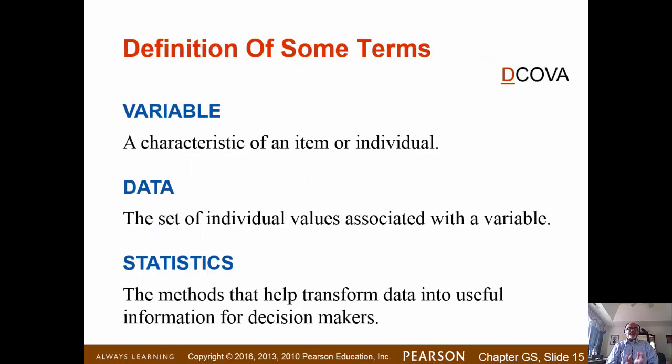So, a couple of definitions. A variable in this course would mean a characteristic of an item or an individual or an observation that you make. A data set is a set of variables. So a data set can have just one variable, or it can have 500 variables. Okay. And statistics is the method that helps transform that data into information that can be used by the decision makers. And there is another way in which the term statistics is understood. Statistics can be used as referring to a set of methodologies like described here, or it could also mean a number that you calculate from the data.